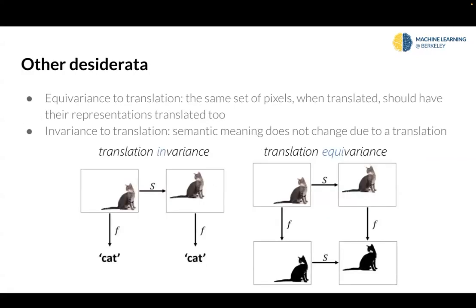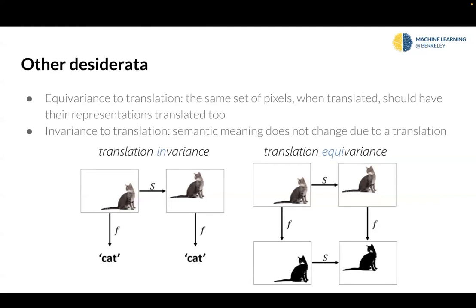And lastly, some other desirables that we want is, first of all, equivariance to translation. What this means is that for the same set of pixels, when translated, we should have the representations translated as well. And so you can see it in the diagram on the right. If we move the cat, that means that our features in an image should also be moved in the same way. So that's translational equivariance.